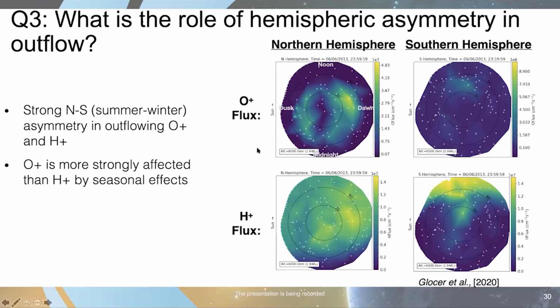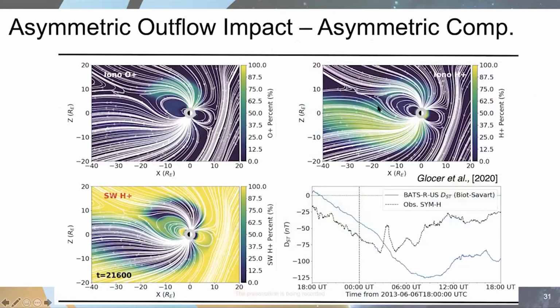So this difference in the outflow solution is going to manifest itself in the magnetosphere. And in fact, you do see that. You see that you have more O+, that the outflow coming out of the northern hemisphere is more O+ rich, and the outflow coming out of the southern hemisphere is more H+ rich. That's going to give you asymmetric filling of the lobes, but it's also going to mean that at the nightside reconnection site, you're going to have asymmetric composition on either side of the X line as a result of this asymmetric outflow.